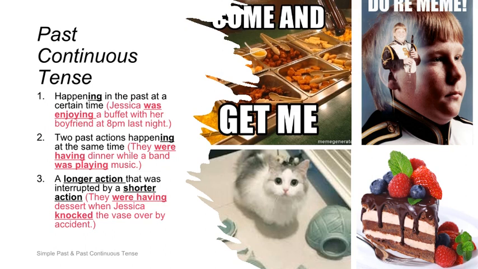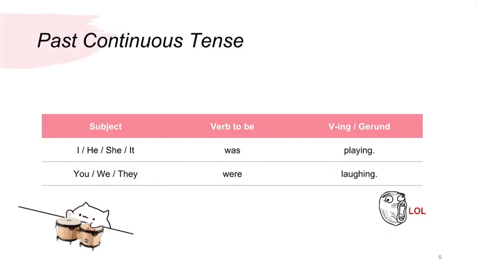Finally, we use past continuous tense to talk about a longer action that was interrupted by a shorter action. For example, they were having dessert when Jessica knocked the vase over by accident. Having is a longer action, whereas knocked is a shorter action. The table here summarizes the way to form past continuous tense. We form the past continuous tense using verbs to be, was or were, plus the gerund form of the main verb. For example, it was playing, and they were laughing.